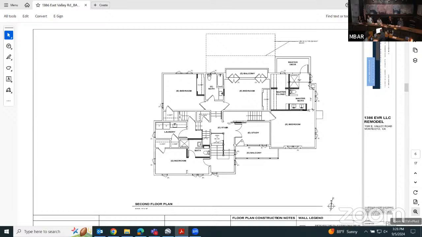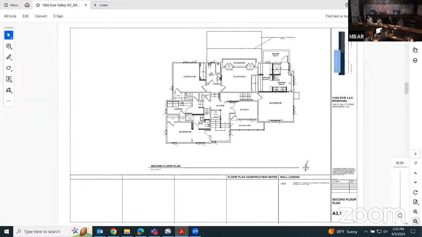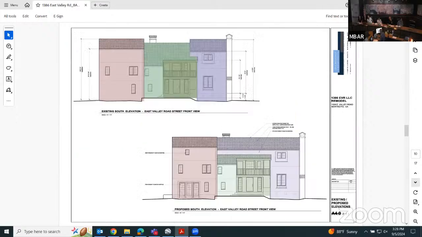Okay, let's go back to the elevations, the new elevations. I think generally I'm okay with what you're doing.